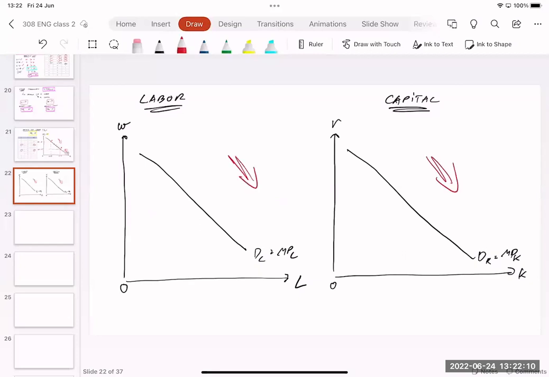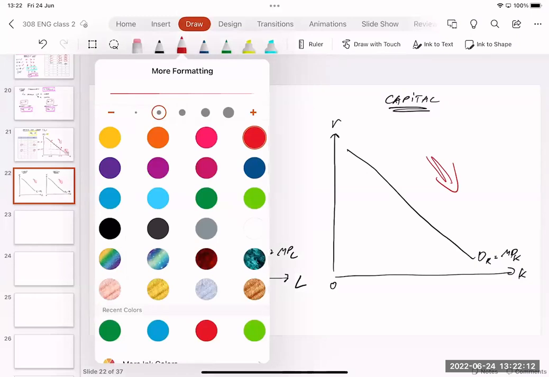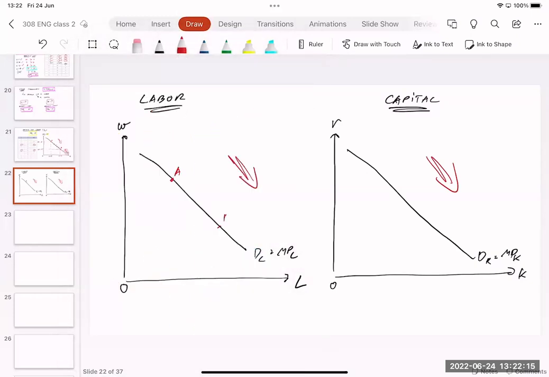Why? Because if you compare point A and point B, it's the same thing as the law of demand. If something is expensive, you buy less. If something becomes cheap, you buy more. If labor becomes expensive, the real wage is high, you hire less. If labor becomes cheaper, the real wage is low, you hire more labor.